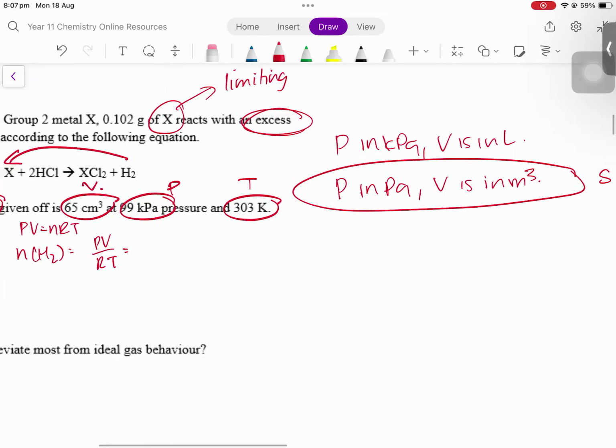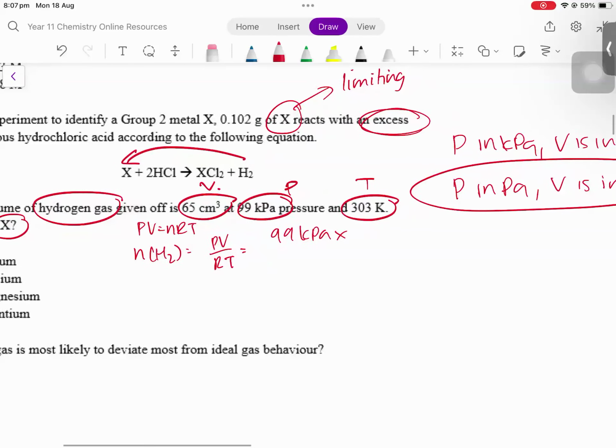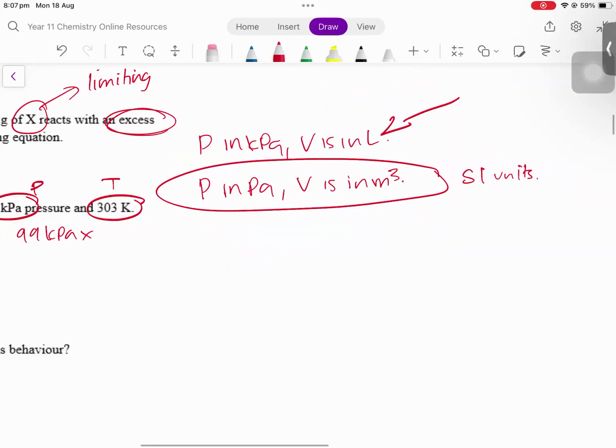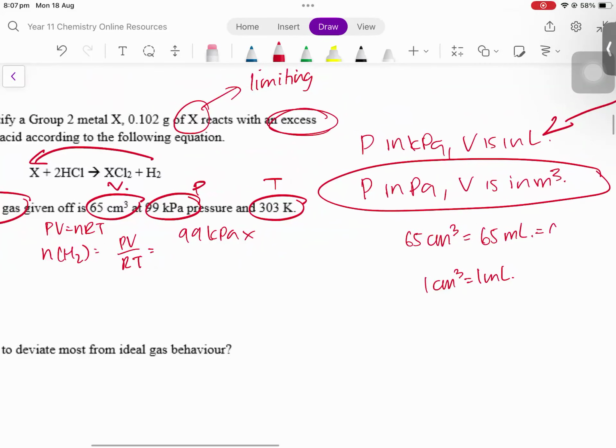Yeah. They've given me pressure in kPa, so we'll go 99 kPa, which means for volume, I want that in liters. Okay, guys, 65 cm3 is 65 ml. So 1 cm3 is 1 ml. These are conversions you learn in maths class. So then if it's 65 ml, it's 0.065 liters. That's what I'm going to sub in.